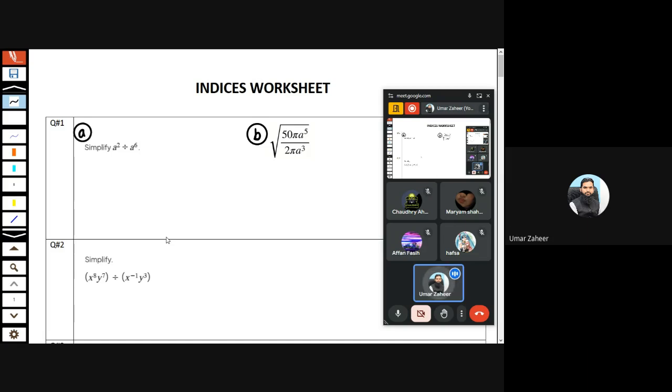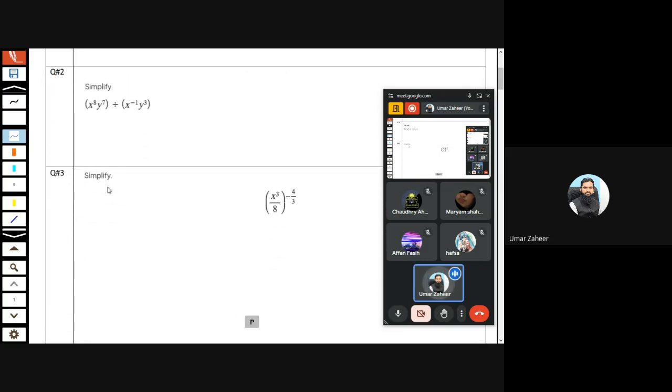Now we have two terms that are dividing, so we have to add the powers or subtract them. Subtracted, so it will be a raised to power 2 minus 6, that will be minus 4. Now the two terms are again dividing. We have the same bases, so you will get x raised to power 8 minus minus 1, and the second variable is y raised to power 7 minus 3.